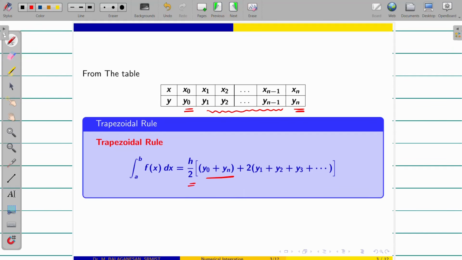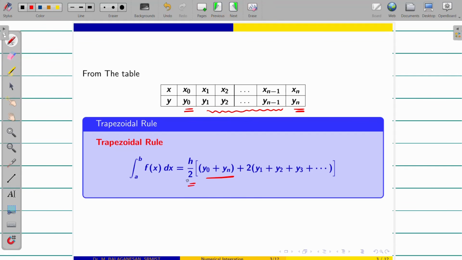This topic is so simple compared to numerical differentiation. In numerical differentiation, you may commit some mistakes while writing the formula. That is also easy. I have posted a video on how to derive the first, second, and third derivatives using Newton's forward interpolation formula as well as the backward interpolation formula. Please go through that video. Compared to that, this is so easy, right?